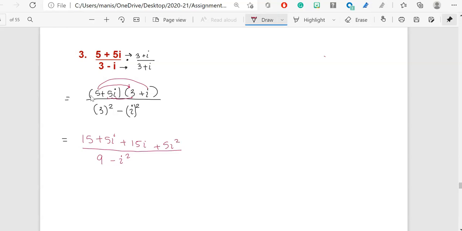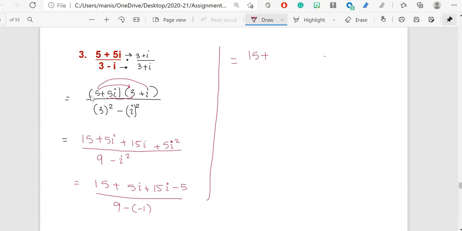Okay, so now let's keep on simplifying this. I know the middle two terms are like terms. This is your 5, but this is your negative i. i square is negative 1. Because of this negative 1, this will change to minus 5. And in the denominator, it is a 9, but i square is negative 1. So it will look like this: 9 minus negative 1, and negative changes to plus. It will change to a plus sign.